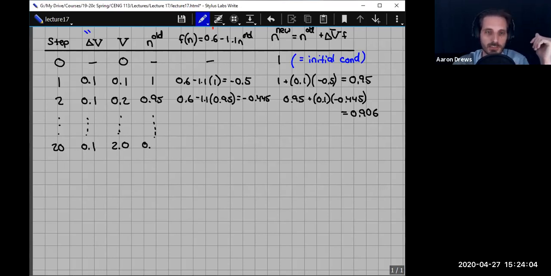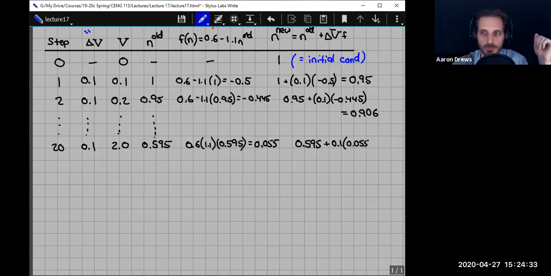The part that you're not going to see is how I calculated 0.595, because I don't want to go through 20 steps of this. It would get really tedious. But the approach in terms of setting up the math is all the same, right? And then I'm left with 0.055 for the function. And then the new value is just equal to the old value, which is 0.595, plus 0.1 times 0.055. Oh, sorry, I think there's supposed to be a negative sign.